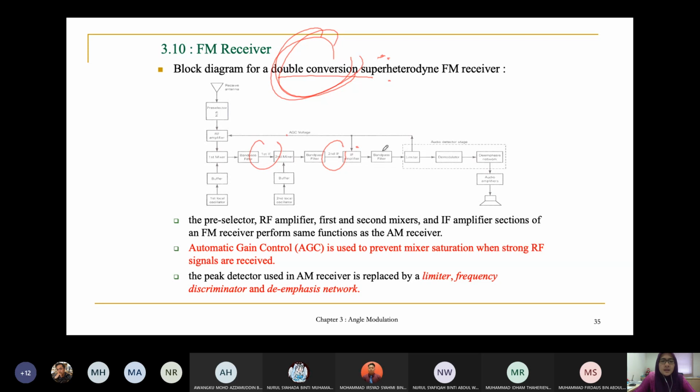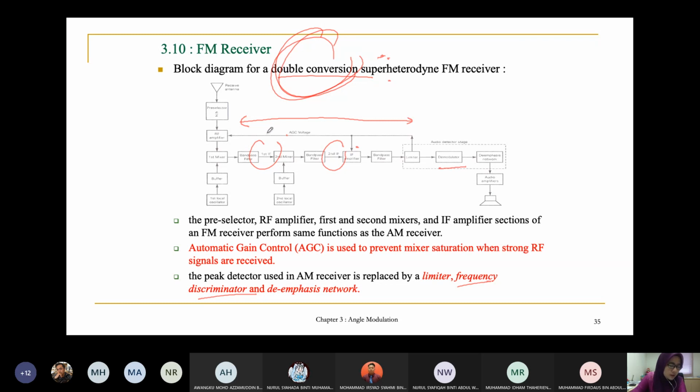And for this FM receiver, you have the AGC, automatic gain control. It is used to prevent mixer saturation when strong radio frequency signals are received. And you also have the peak detector stage over here, which consists of the limiter and the frequency discriminator. This frequency discriminator is actually the demodulator, and also the de-emphasis network.